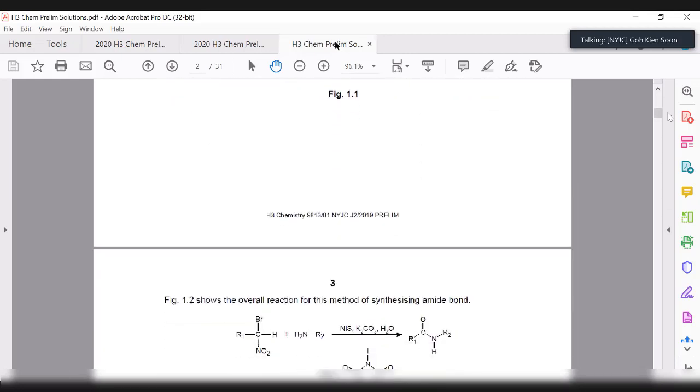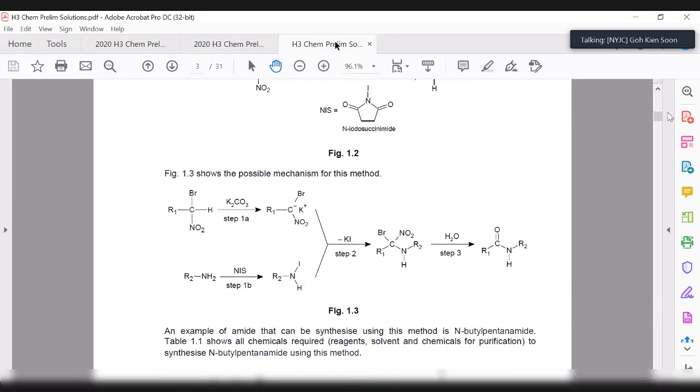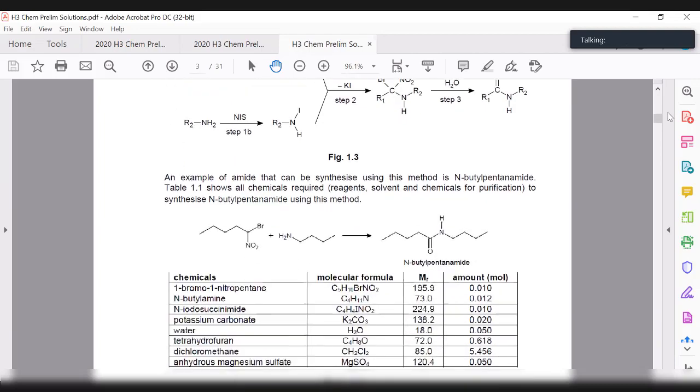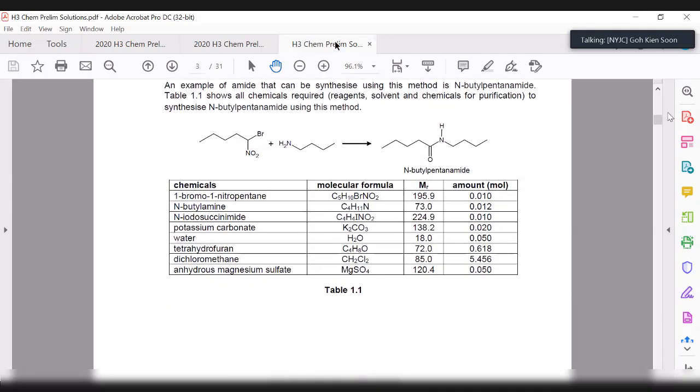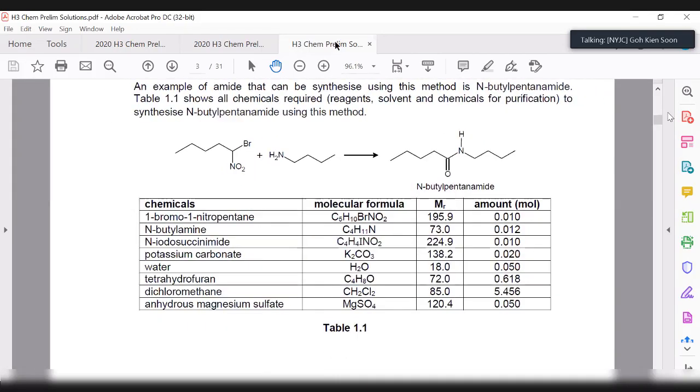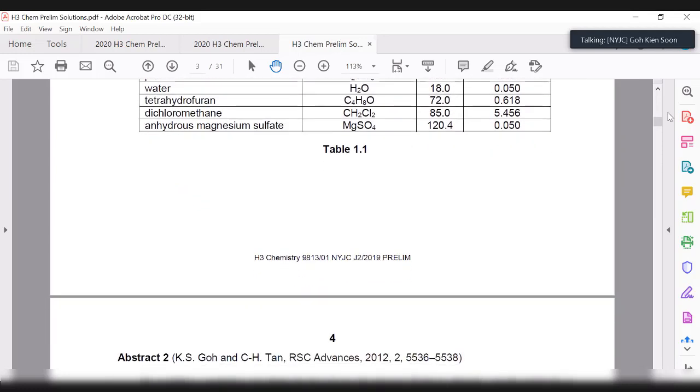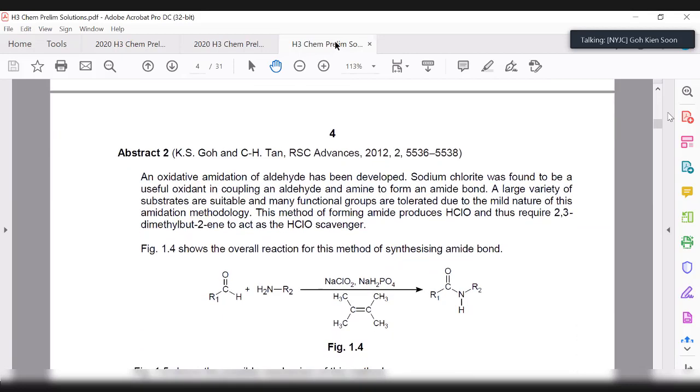Then I found a second paper. Oh yeah, by the way, I showed them the mechanism. And this table here was not given in the paper, but I came up with it myself because I need them to do some calculation, as we need to link the questions to something related to H2. So it's more about calculation. And then there's a second paper here, similar, formation of amides, but of course using a different method.